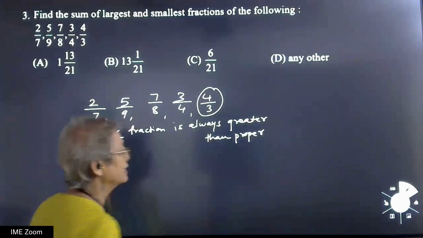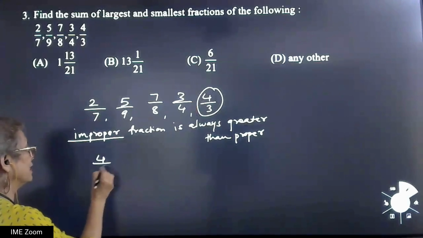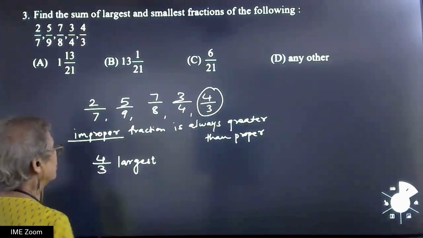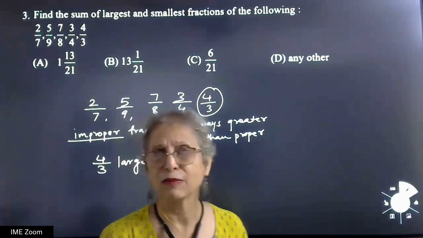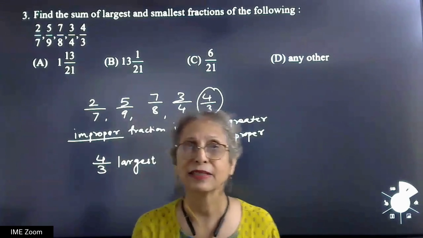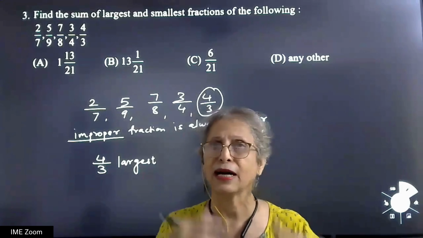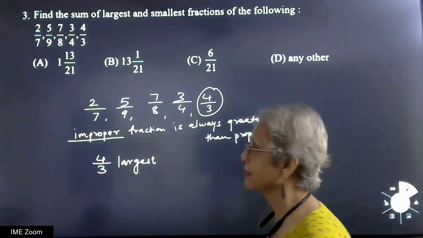This is very important. And therefore directly we can find out largest. That is 4 upon 3 is the largest. Now we have to find out smallest. For smallest, actually there is a very lengthy method: make the denominators same and then compare. Because if the denominators are same, it is very easy to compare. Larger the numerator, larger the fraction. But here all the denominators are different.